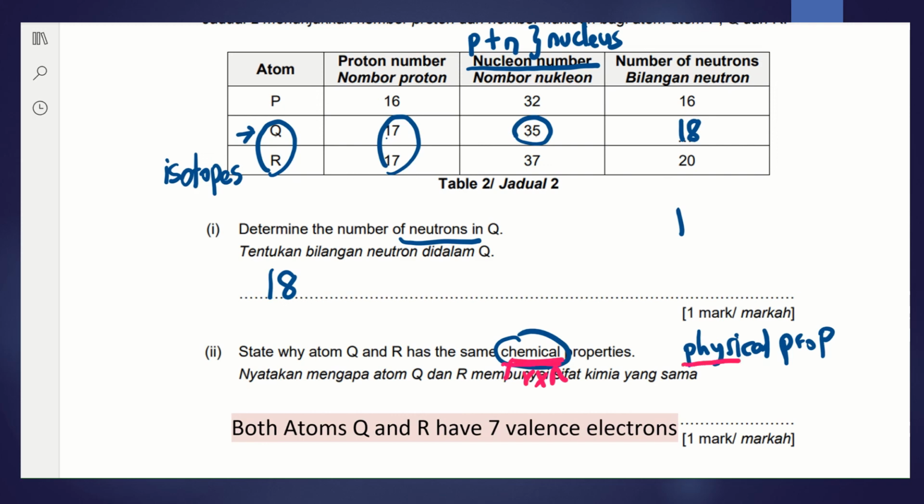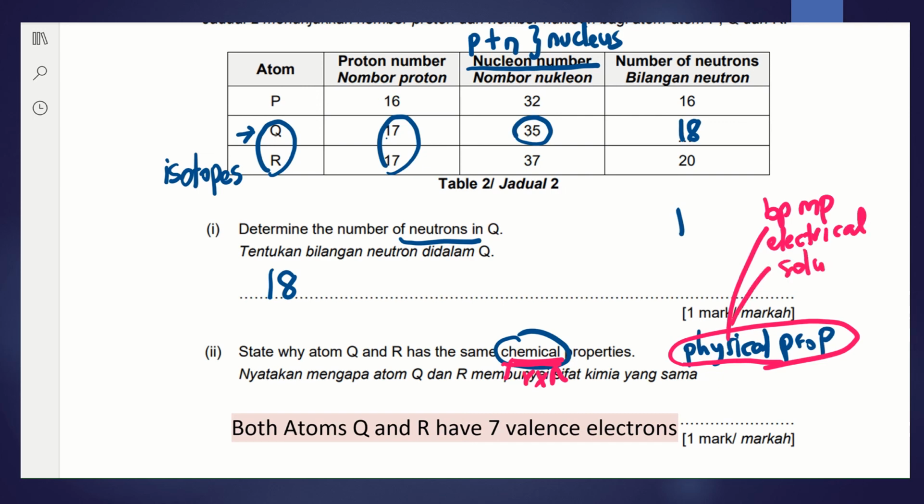For physical properties, physical properties usually refers to boiling point and melting point. Can also refer to electrical conductivity, whether the substance can conduct electric or not. Or maybe depend on the solubility, whether the substance soluble in water or soluble in organic solvent.